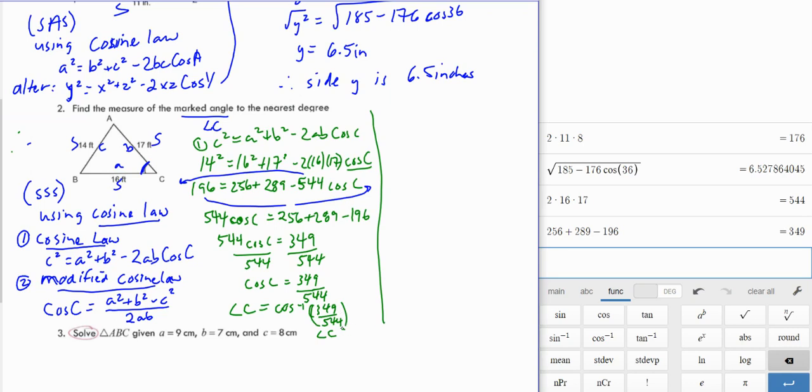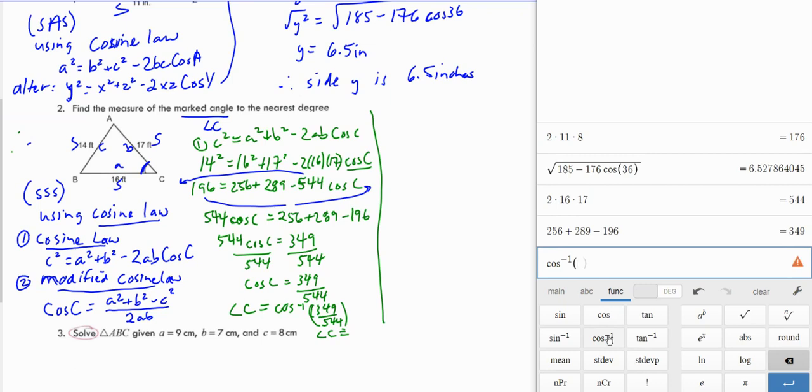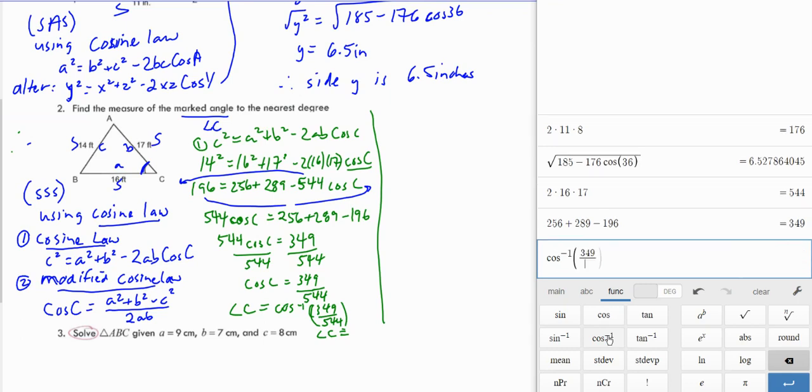All right, so that's a lot of steps here. Let's try this out. We got cos inverse, bracket, 349 divided by 544, bracket. There we go. So 50.1, and I want it to the nearest degree, so that 0.9 is going to become 1. 50.1. Yeah, and that was in degrees because we're talking about an angle now.